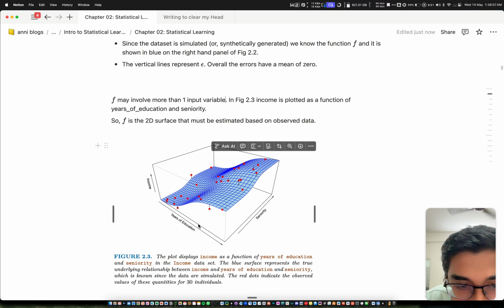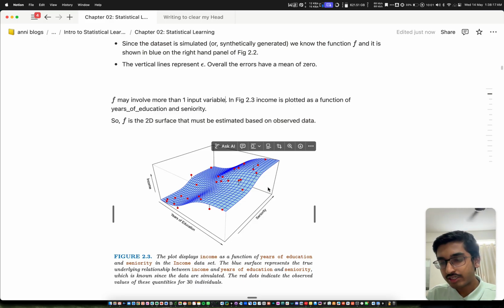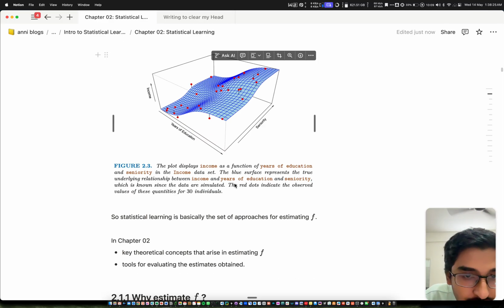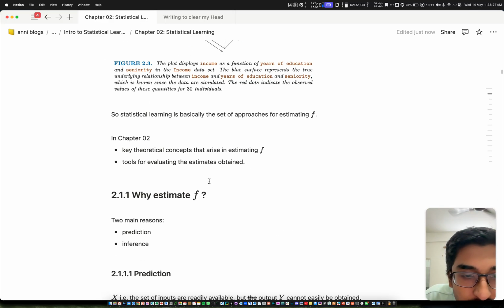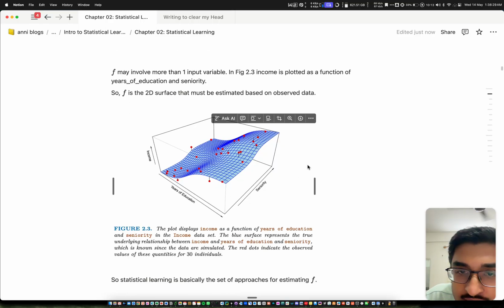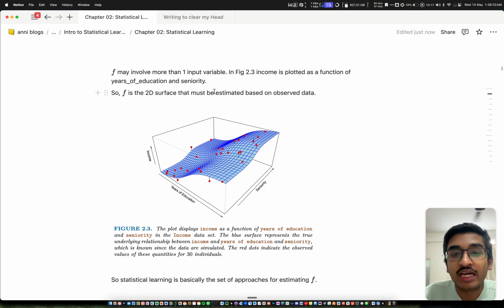Now if we look at seniority and project all the points on this plane, so basically you shine a torch from here, and there'll be shadows cast on this wall, right? And you plot a curve of that. That's basically how your income varies with your seniority. So this is another thing that you can do, and your function f should estimate this 2D surface based on the observed data.